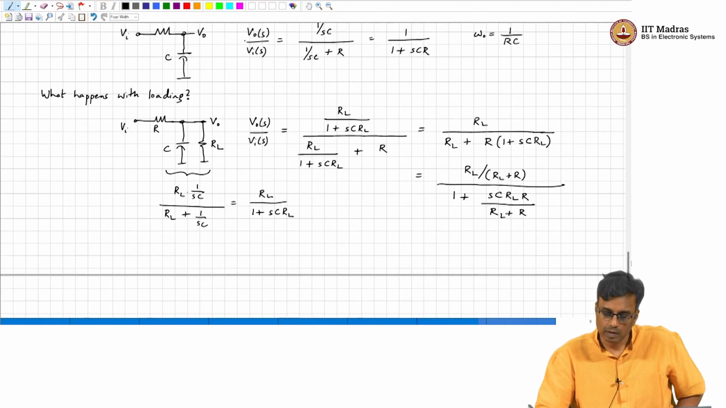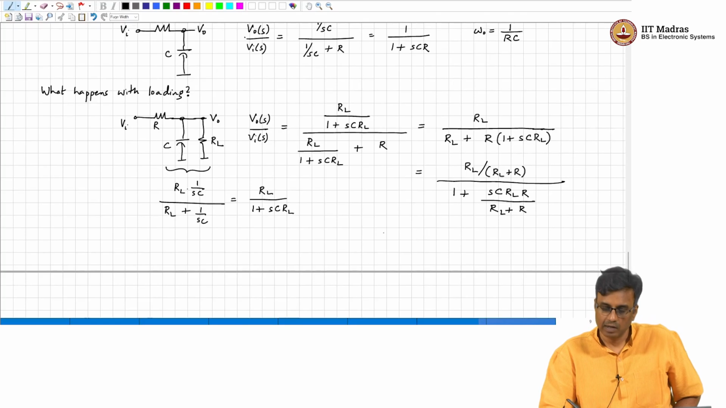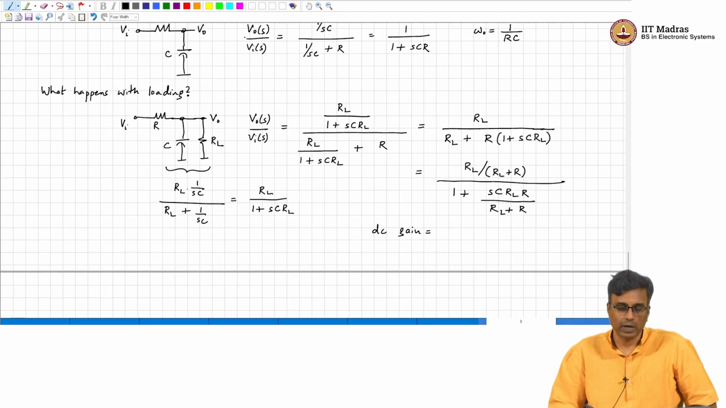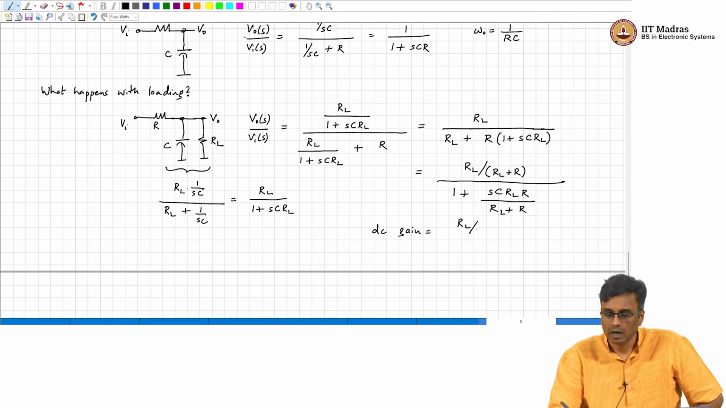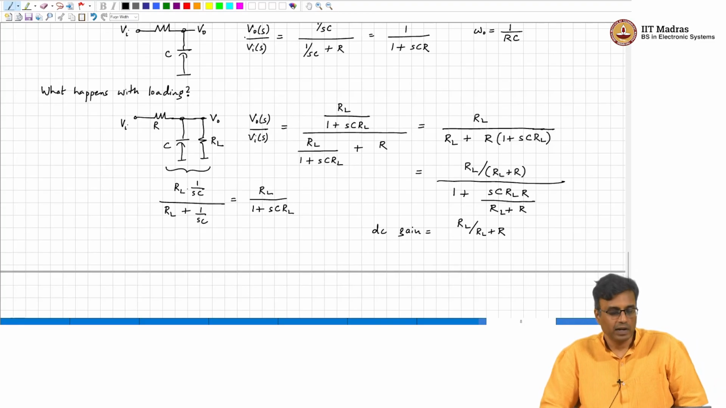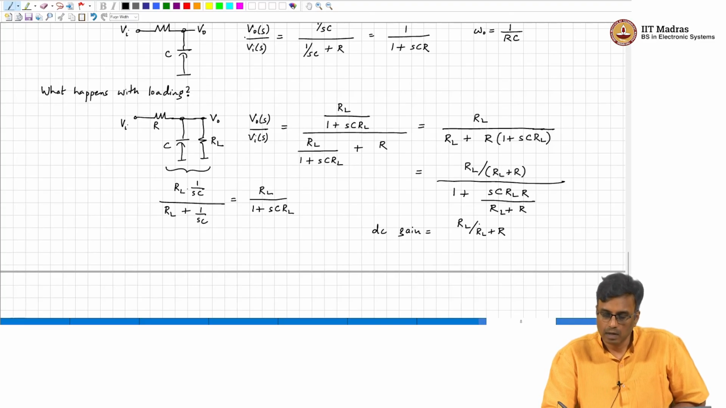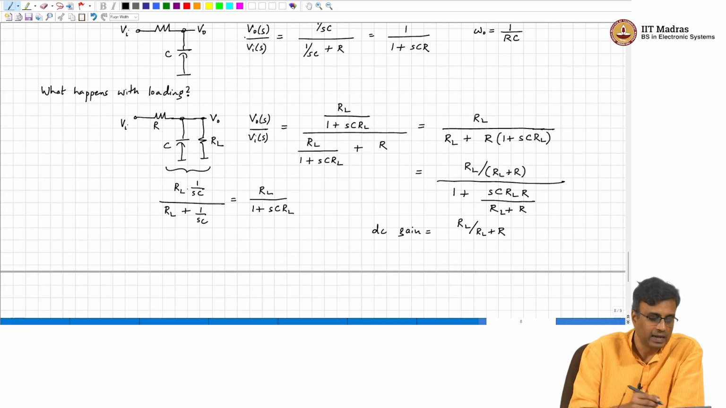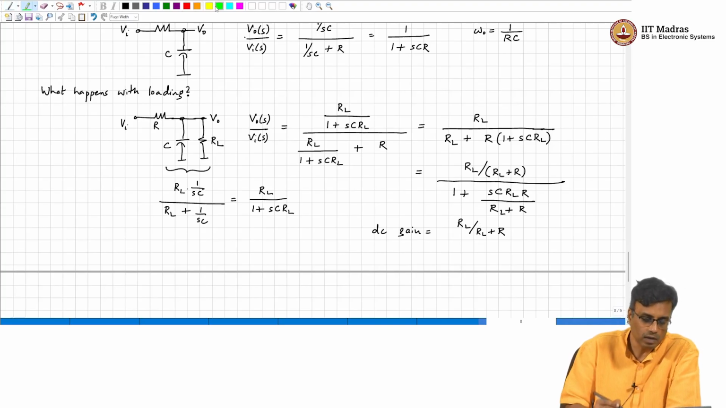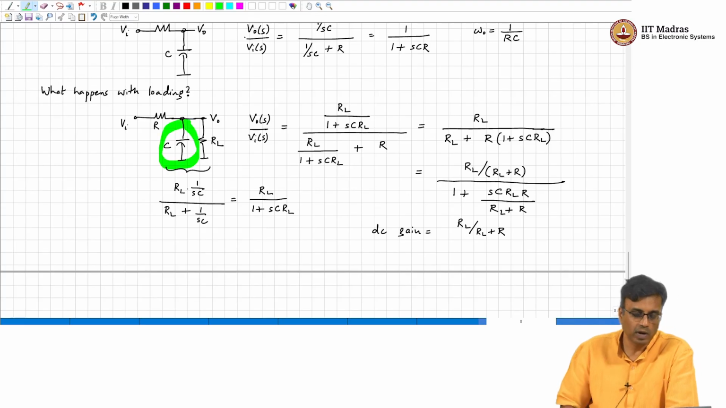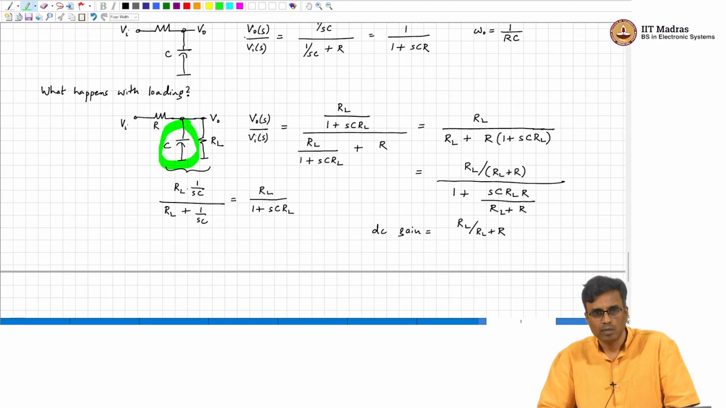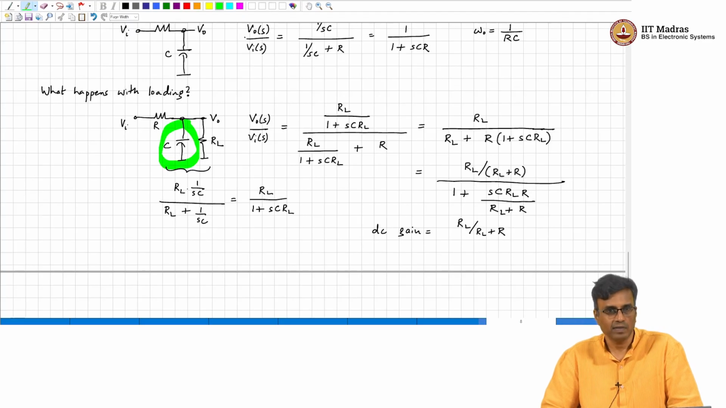So, the DC gain, which was earlier 1, has now become RL by RL plus R. Does it make intuitive sense? Why? At DC, what comment can we make about the capacitor? The capacitor is open. So, at DC the gain must be simply that due to the potential divider, which is basically RL by RL plus R.